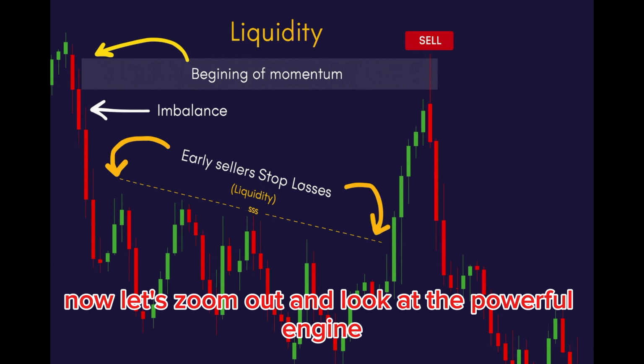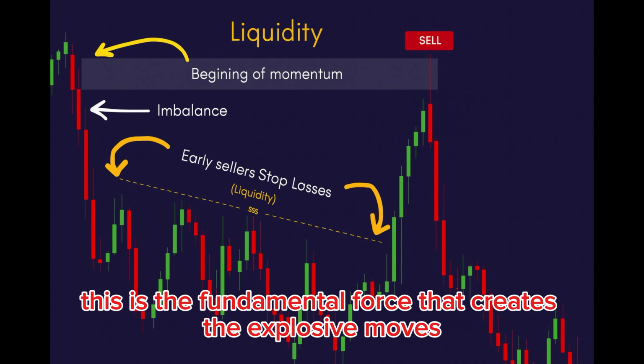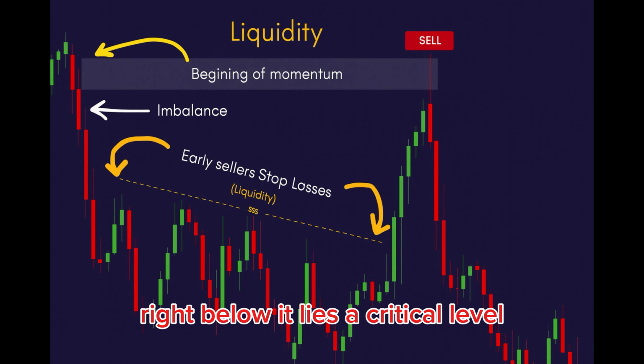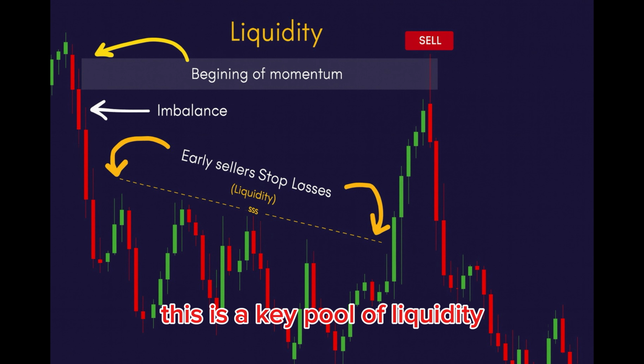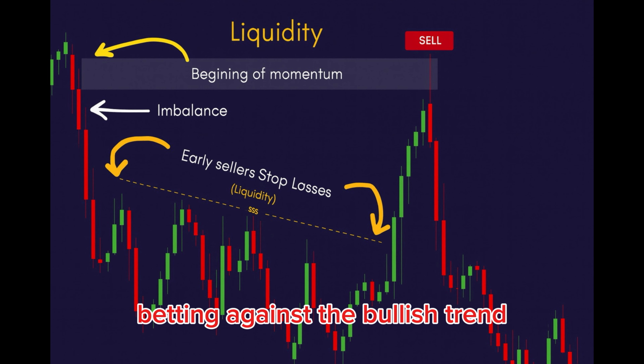Now let's zoom out and look at the powerful engine that drives this entire setup: liquidity. This is the fundamental force that creates the explosive moves we profit from. Remember that discount zone we've been waiting for? Right below it lies a critical level: the early seller's stop losses. This is a key pool of liquidity. These are the traders who sold during the pullback, betting against the bullish trend.